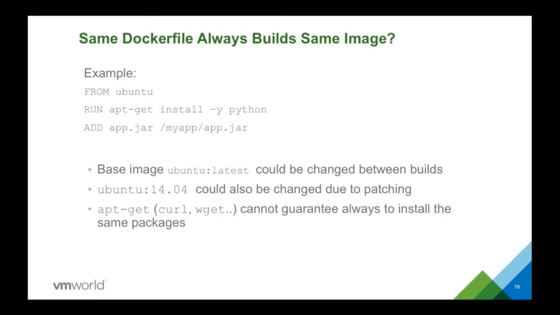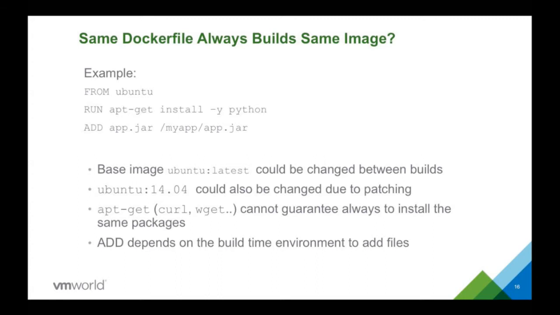And things like apt-get or curl or wget pull packages from the internet, so you cannot guarantee you always have the same images. Also, ADD depends on the files present at build time, right? So the point to make here is that even with the same Dockerfile, you cannot guarantee that you can always build the same container images.